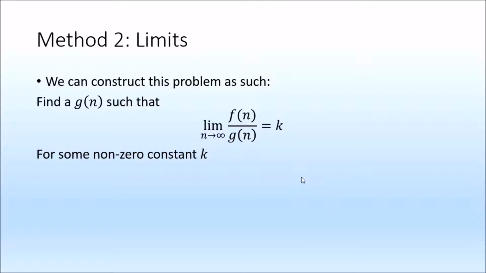And we want to basically find a function g of n that's as close to f of n as possible when n becomes very large. So what does it mean to be close to? Well, we can define that as being within some non-zero constant of f of n. Why do we want to define it as constant?